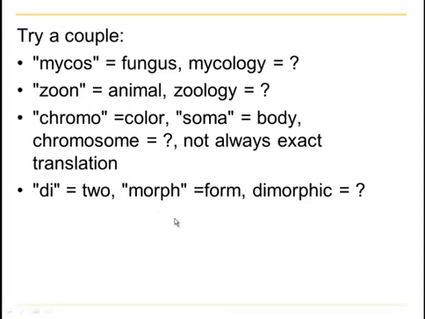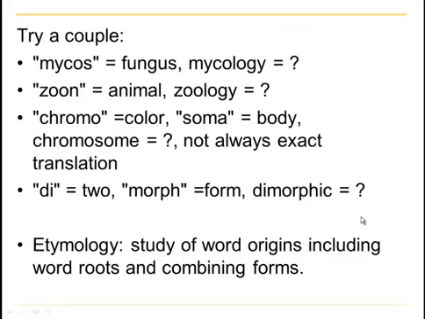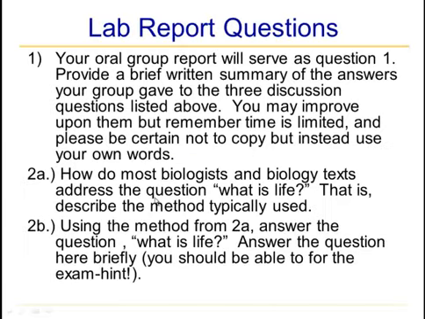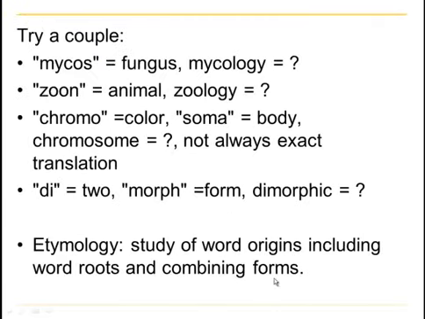Here's another. Di is two, morph is form. Dimorphic means two forms. For example, humans are a sexually dimorphic species. We can tell by looking the difference between a male and a female. And that's not true of all species. So here is a definition which you should definitely commit to memory. This is etymology, which is the study of word origins, including word roots and combining forms. So that's a critical definition, the second term I've given you today, or in this little lecture, for you to remember.